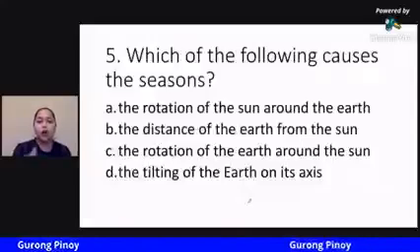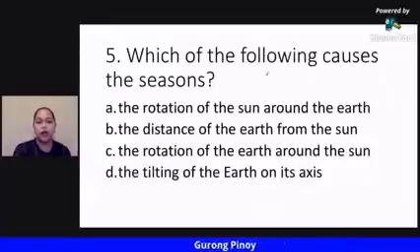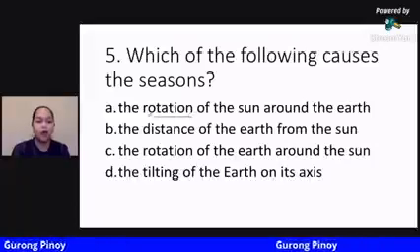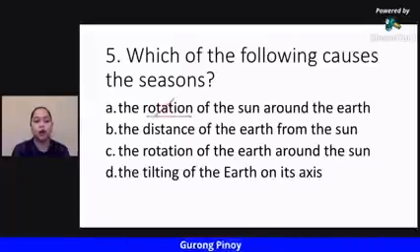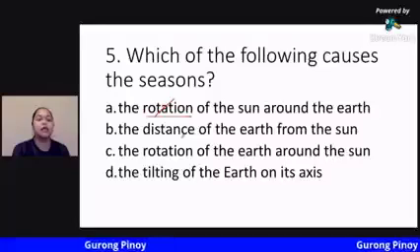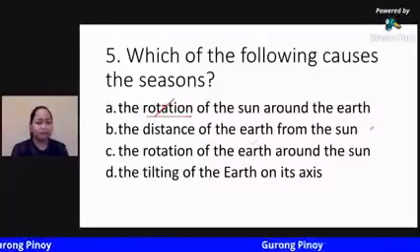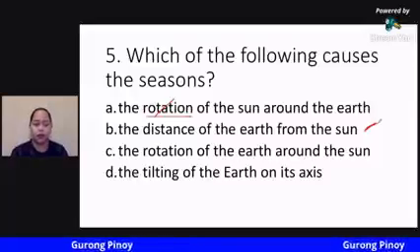Okay? So going back to our question here, which of the following causes the seasons? The rotation of the sun around the earth. This is already wrong because we don't call this rotation, we call this revolution. The distance of the earth from the sun, not really. This is not specified. We don't know whether it's near or whether it's far.